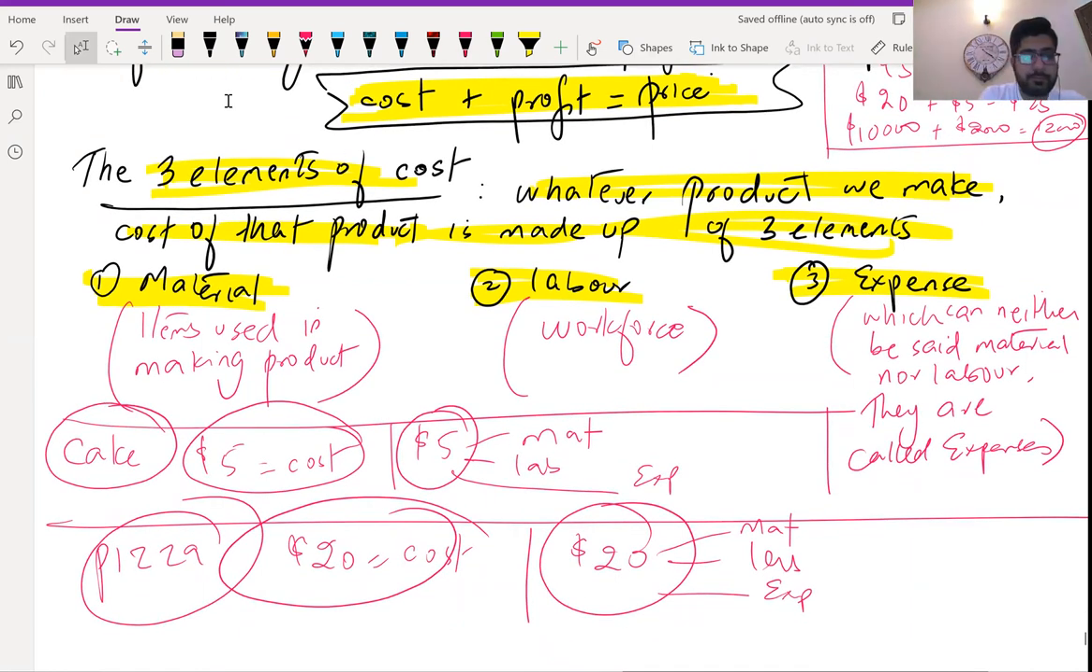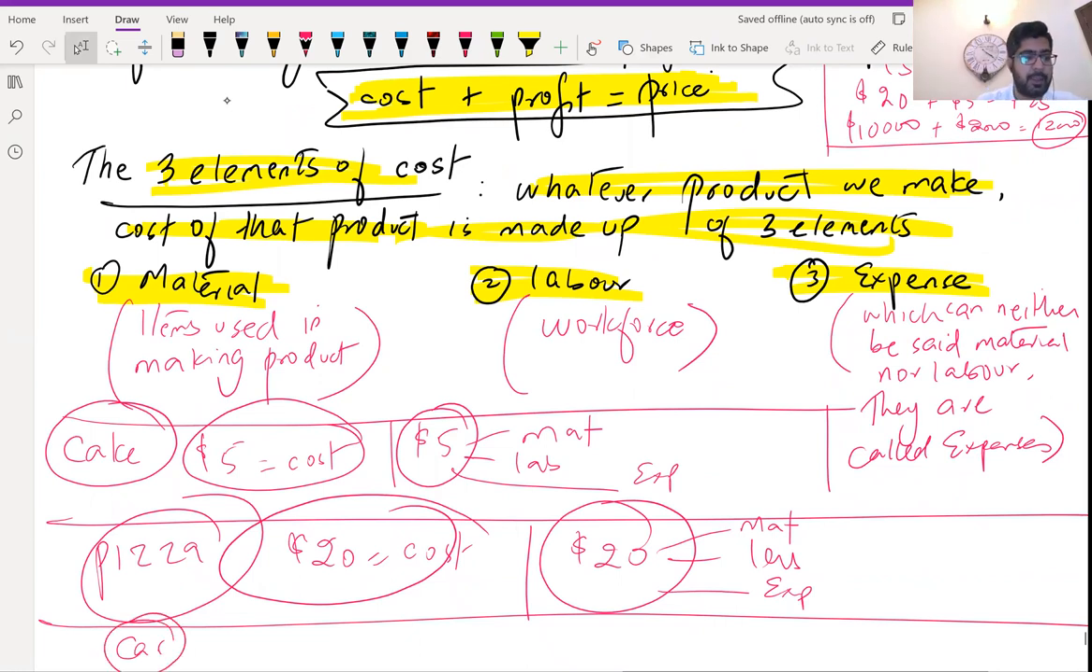That's quite a big level. Car. Toyota company was making a car. Okay. Let's suppose when they make a car, obviously, the car won't be made for free. It will cost some money, right? Let's suppose the car was made for $10,000.